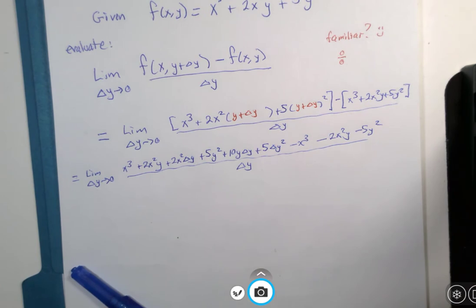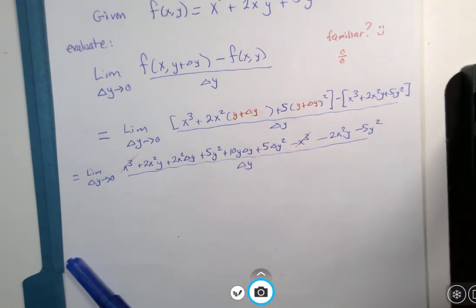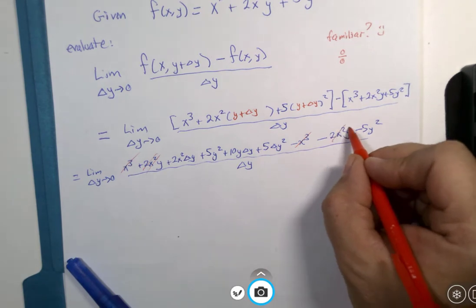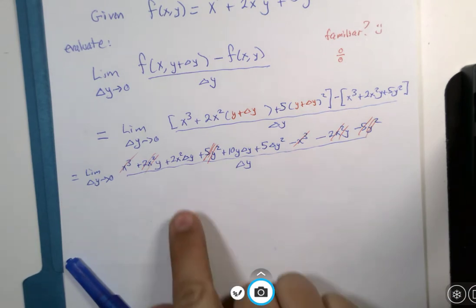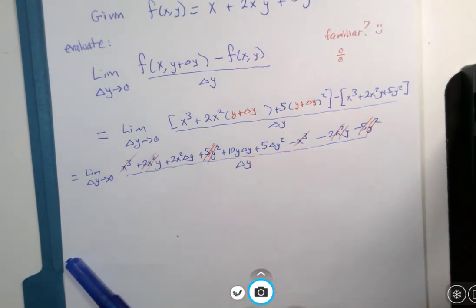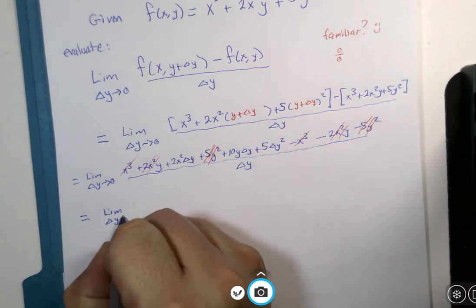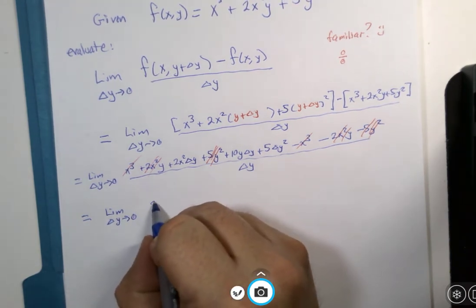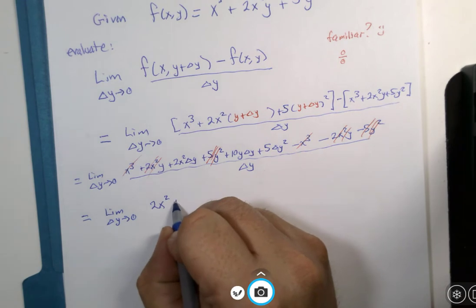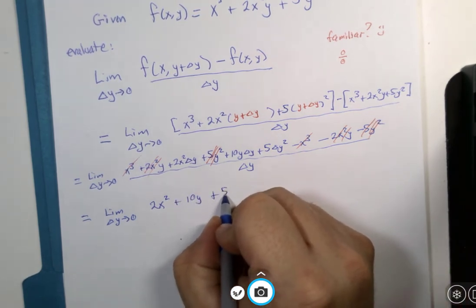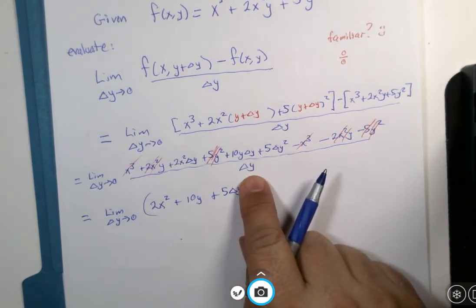And then I pause and look at the lovely little algebra mess I've created and see, oh, x cubed minus x cubed is 0. 2x squared y minus 2x squared y is 0. 5y squared minus 5y squared is 0. And every term remaining has a factor of delta y in it. Limit delta y approaches 0. If I reduce that, so this is basically two algebra steps at once, 2x squared plus 10y plus 5 delta y. I believe that's everything that's left after I reduce by a factor of delta y.